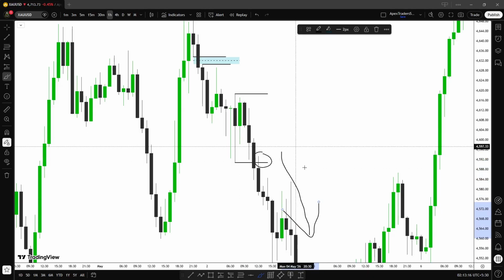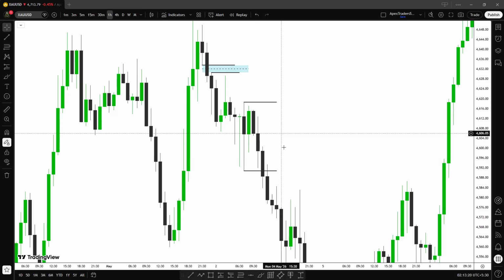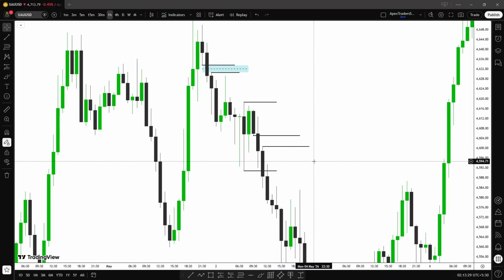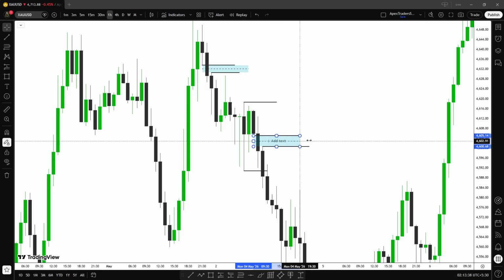If there is a fair value gap, we can mark it. And one more thing here: if we check, there is a fair value gap in the inside bars. We are not going to consider this as a fair value gap. For example, I am showing this. If this is not an inside bar, then we can consider this as a fair value gap. If that is an inside bar, we are not going to do anything.